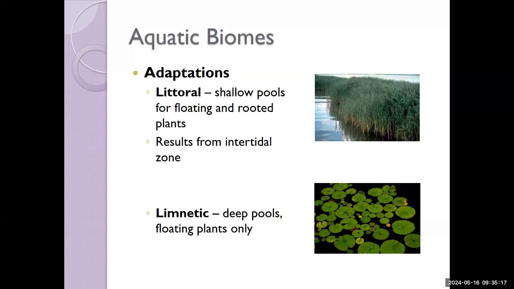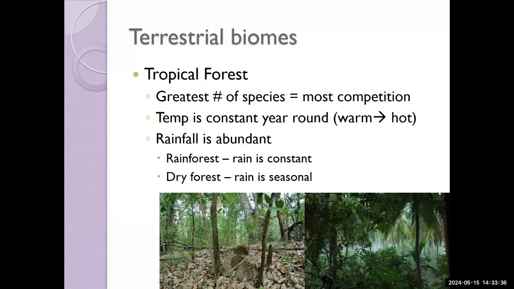Littoral plants, or the littoral zone of an ecosystem, refers to areas where there are shallow pools or frequent flood zones where plants are rooted and may become wholly or partially submerged from time to time. Limnetic zones are deep pools where plants have root systems, but they're never anchored in soil. They float entirely. Within the terrestrial biomes, we begin with the tropical forests.